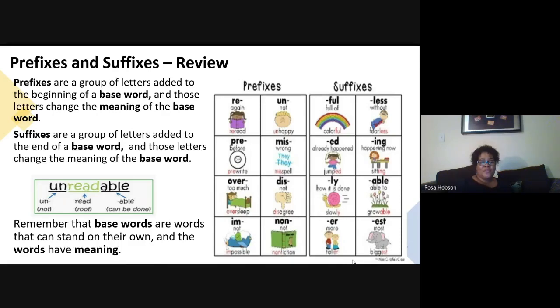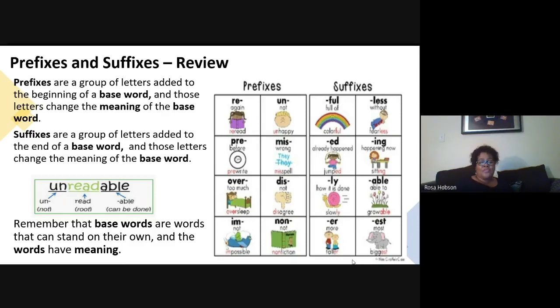Prefixes are a group of letters added to the beginning of a base word, and those letters change the meaning of the base word. Here we have a group of prefixes. Re means again, as in reread. Un means not, as in unhappy. Pre means before, as in pre-write. Mis means wrong, as in misspell. Over means too much, as in oversleep. Dis means not, as in disapprove. Im means not, as in impossible. And non means not, as in nonfiction.